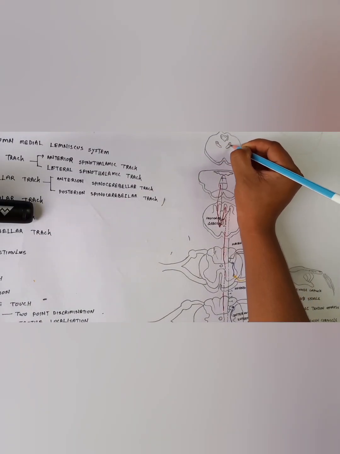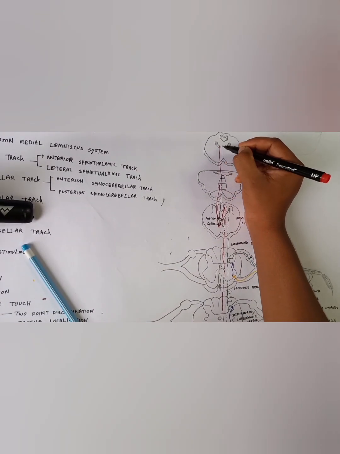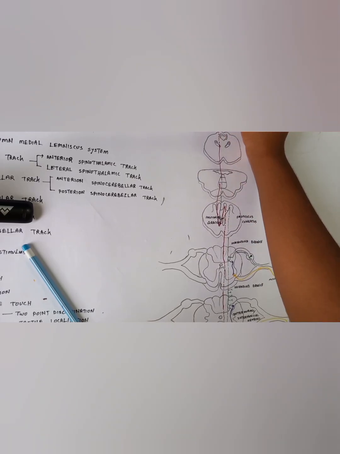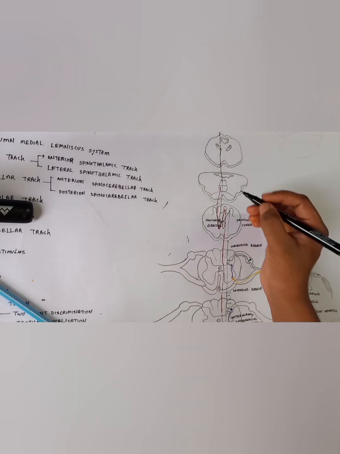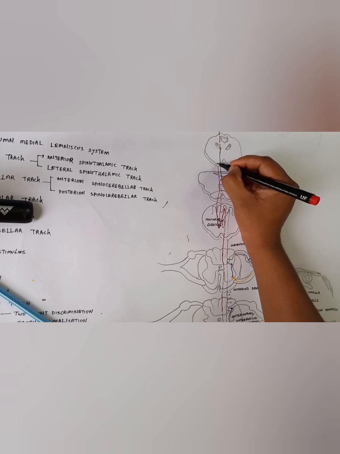I am repeating again. These fibers decussate with the corresponding fibers of the opposite side in the sensory decussation. Because of this decussation, the right half of the body is sensed by the left cerebral hemisphere and the left half of the body by the right cerebral hemisphere.